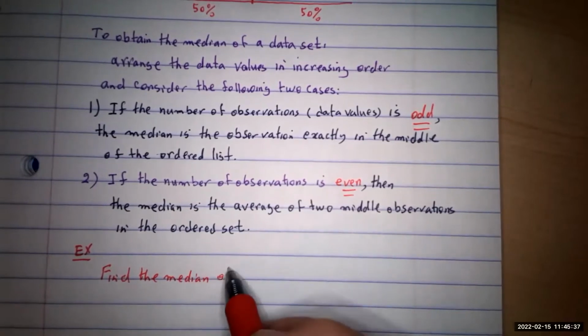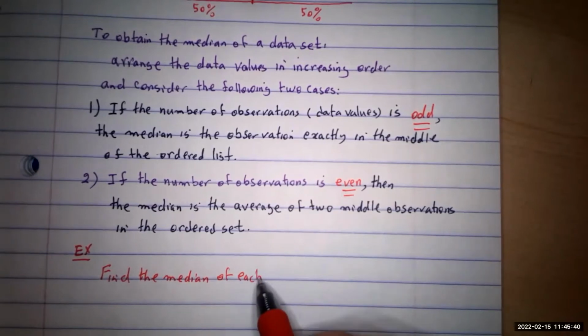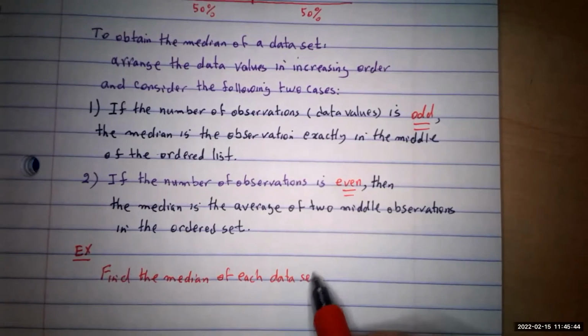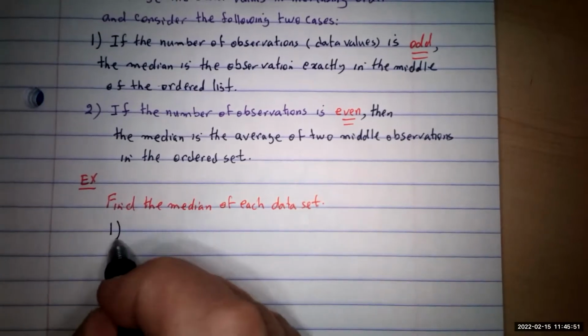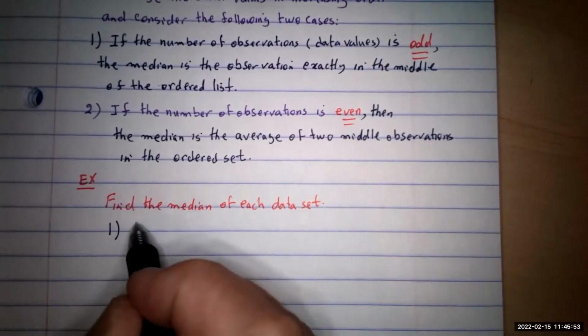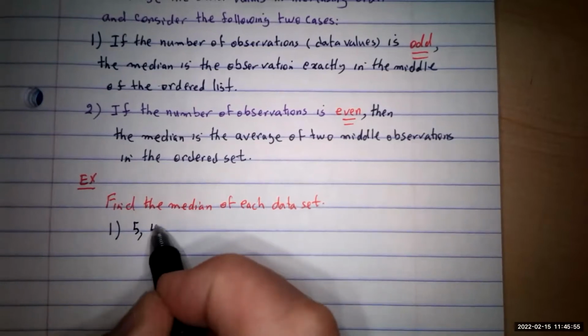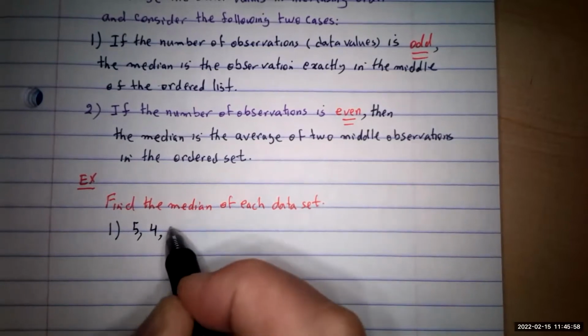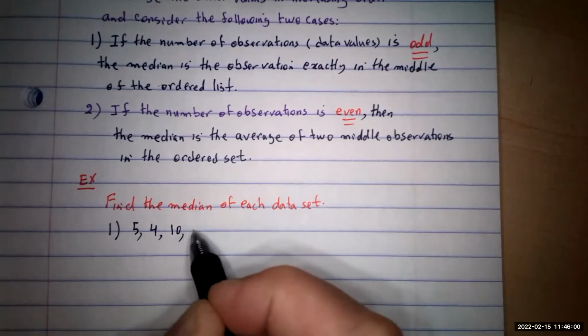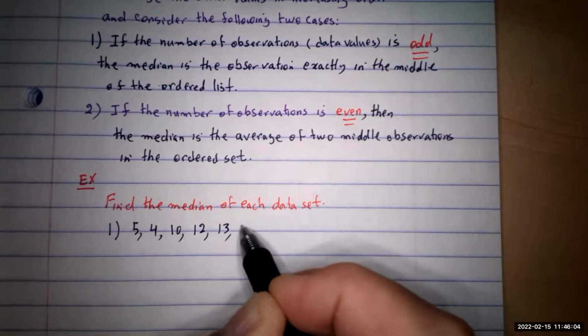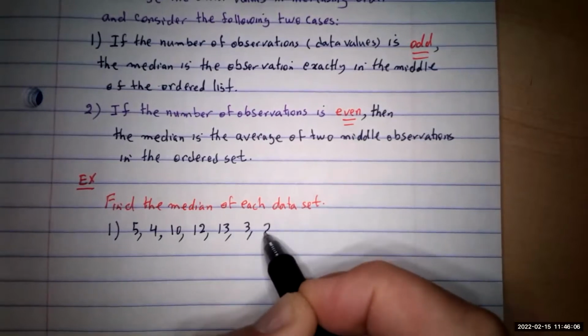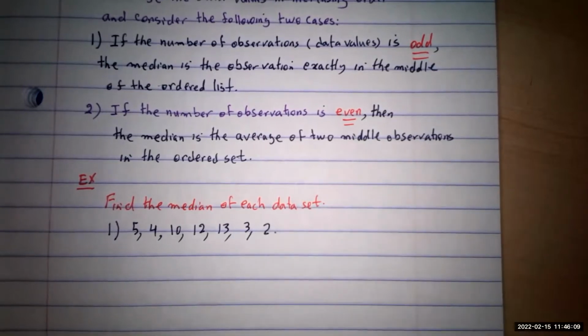each set. We give you one, and you can use your calculator or just do this one. That's nice, this is easy to find. Okay, so officially this is what you are going to do. Suppose you are given 5, 4, 10, 12, 13, 3, and 2. So that's going to be the given data values.